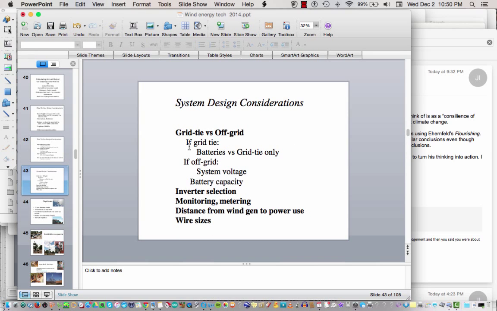System design considerations: is it going to be grid tied or is it going to be off grid? If it's grid tied, is it going to have batteries or be grid tie only? We have a grid tie only wind turbine at the Sustainable Living Center.